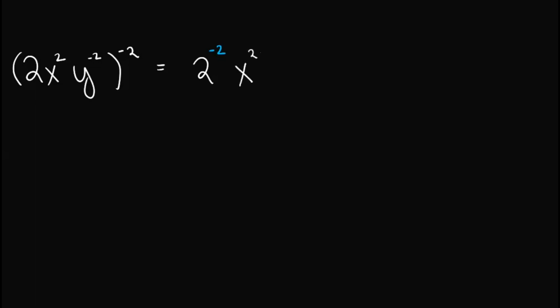x squared times negative 2 and y raised to negative 2 times negative 2. So what we used here is what we call the power of a product law. So this is what law we used here. Basically, we distributed the exponent outside to each of these numbers and variables.